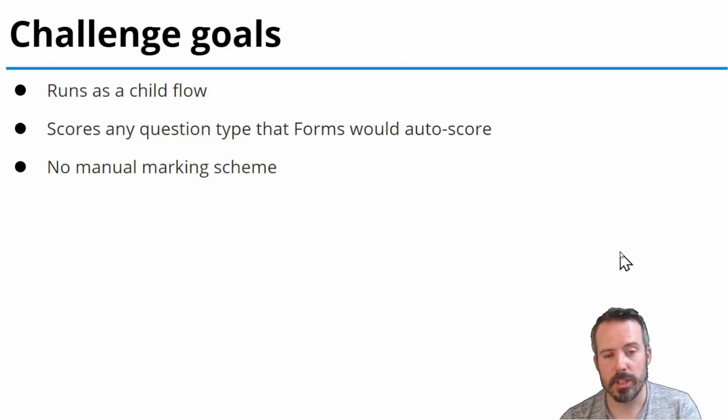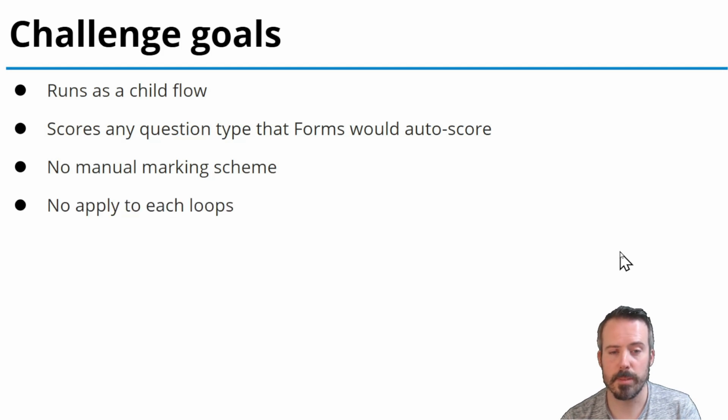And finally, I want to try and achieve this with no apply to each loops. This is mainly for performance reasons. If this flow is going to be called for every response to every quiz, then it's got to be really efficient, and apply to each loops are a real problem for efficiency in the Power Platform, so we want to avoid those where possible.